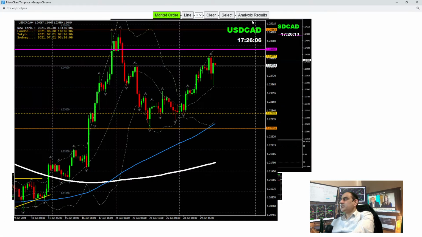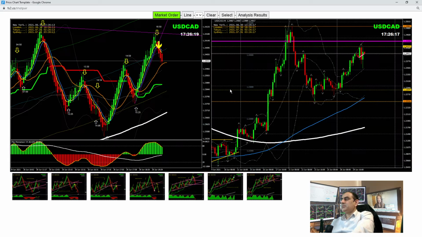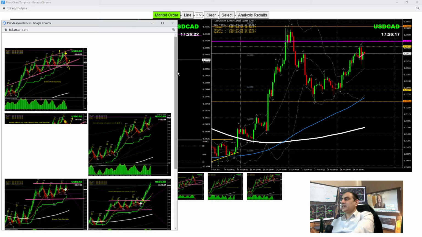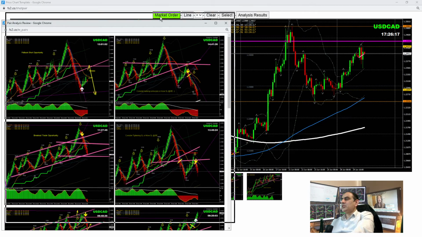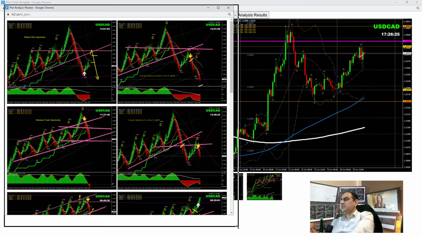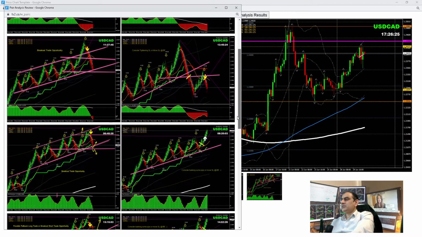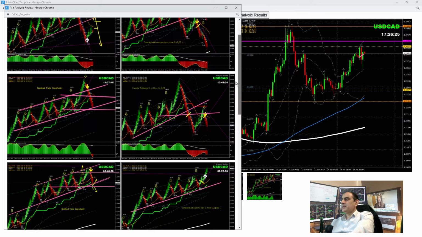Okay, dollar CAD, we had a counter short trade, and we had a pullback counter short trade here as well. Let me share with you the analysis. And if you look here, this morning we were long, as you have seen in my morning analysis. I was long here. From here, you can see beautiful pips.